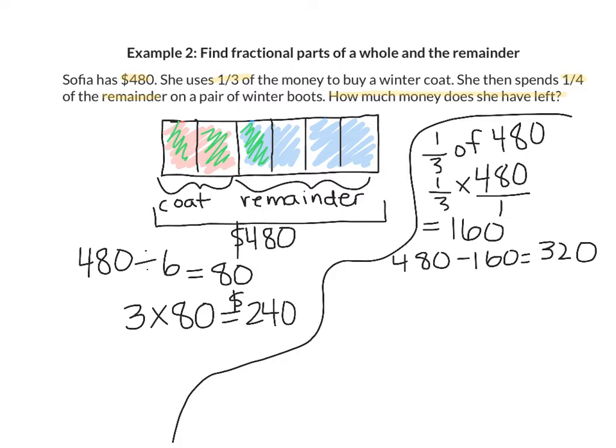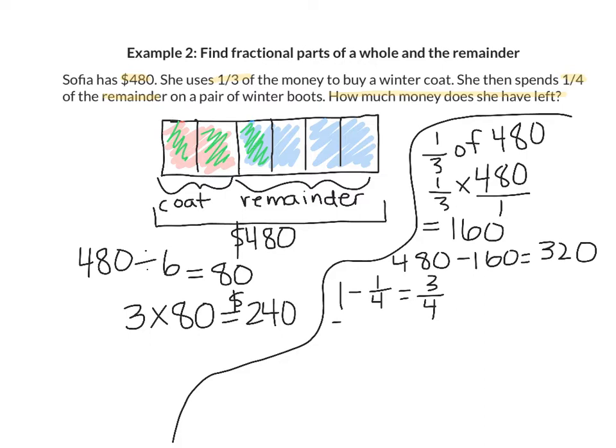If she spent 1/4 of the remainder on a pair of winter boots, we can calculate what fraction of the remainder she has left by doing 1 whole minus 1/4. And so the fraction of her remainder that she has left is equal to 3/4. We can use that and multiply it by our remainder to figure out how much money she has left.